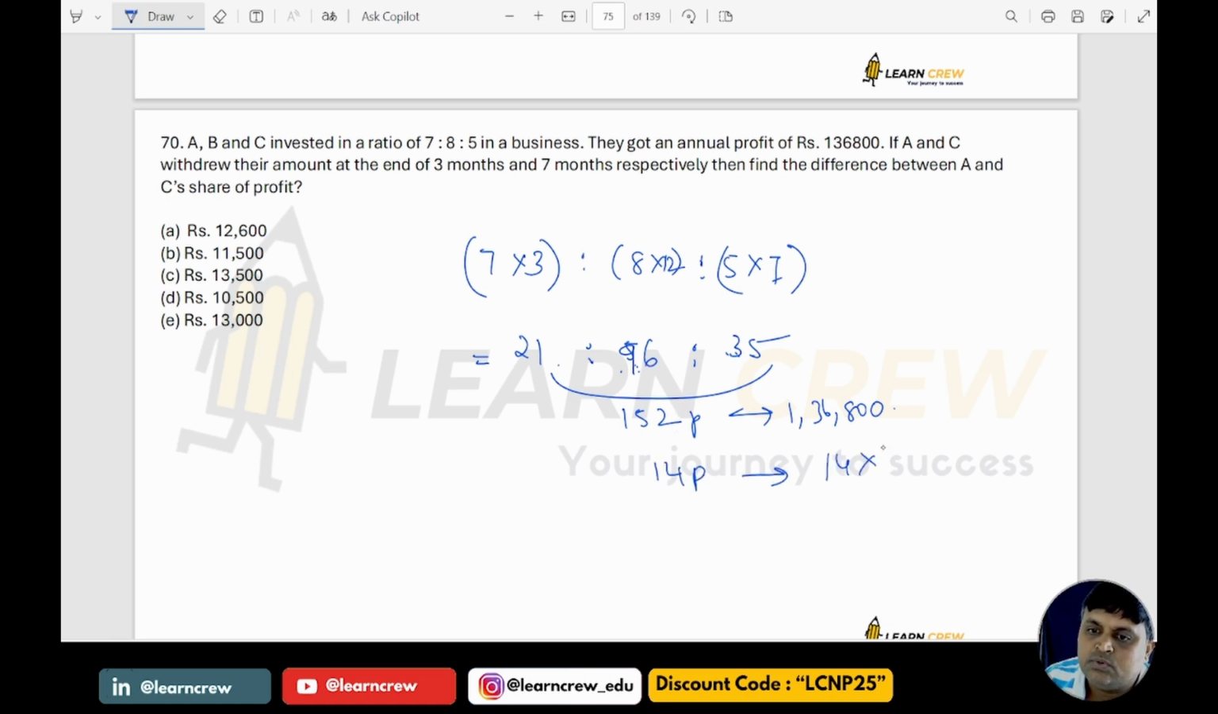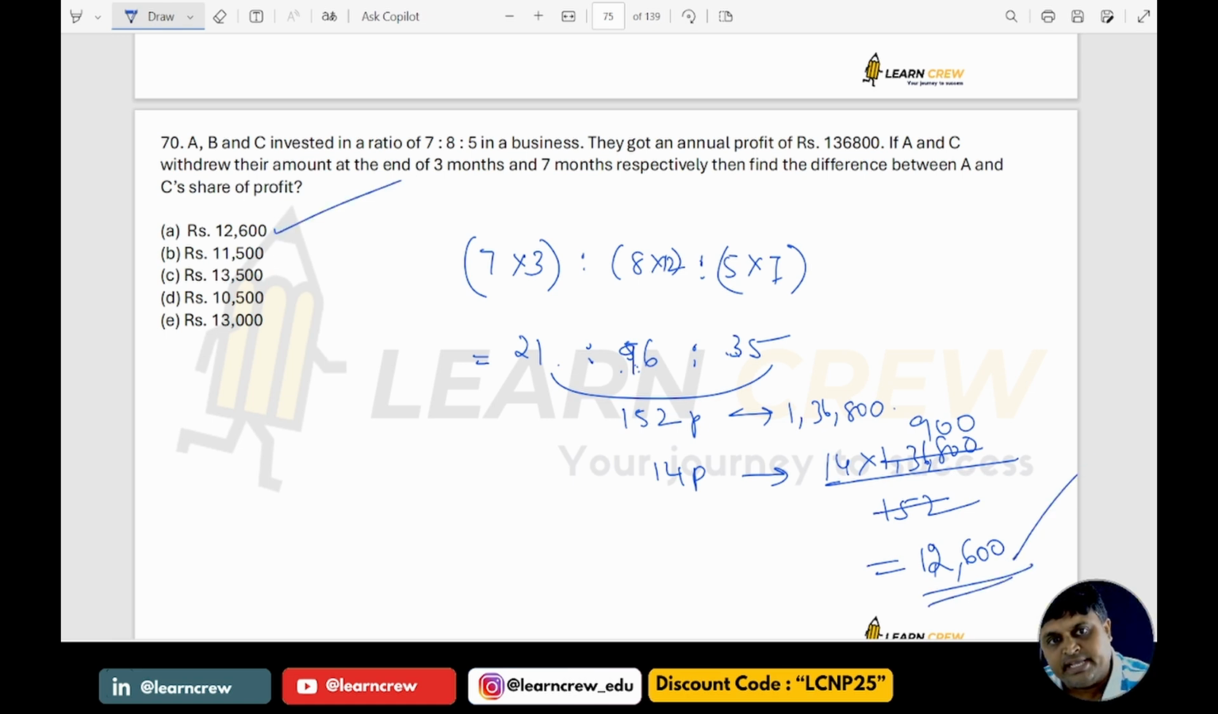So 14 into 1,36,800 divided by 152. So how much are we going to get here? If you see, 152 9 times is 1368. 14 into 900 is 12,600. 12,600 is the answer. So option A is correct.